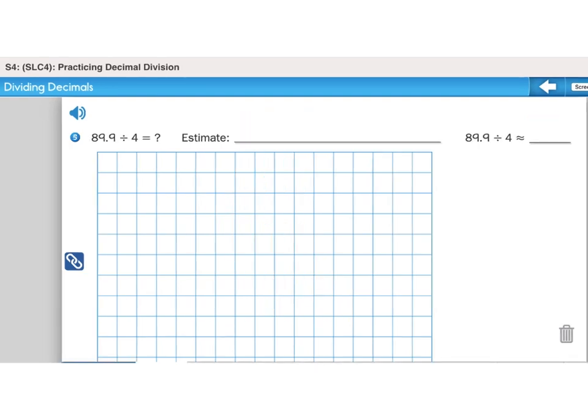Number 5 was 89 9/10 divided by 4. So we're going to start with our estimate, and let's just round that up to 100. That's pretty easy. And then we're going to divide by 4. Just leave that the same. So our estimate is going to be 100 divided by 4, which is 25. So our estimate's 25. Once again, we're going to take our problem and make them into whole numbers.